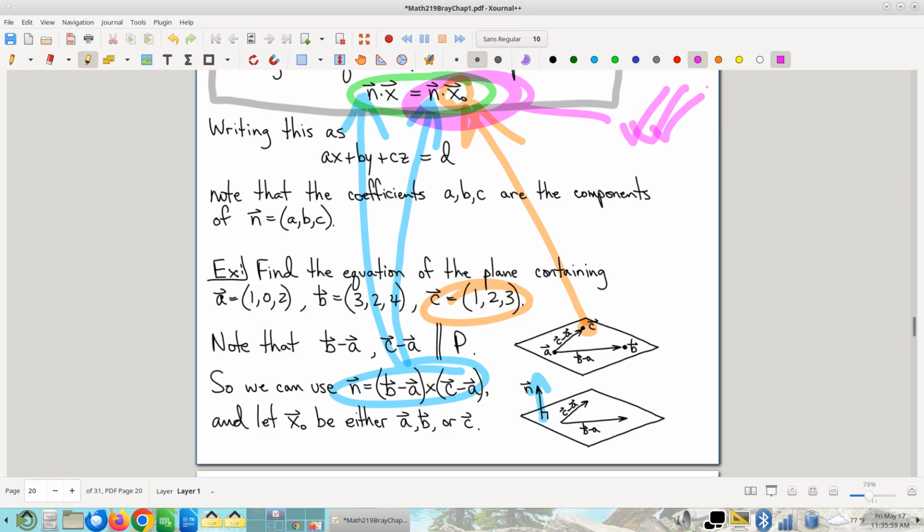Doesn't matter. If you pick C, you would need to do like A minus C. Nope, you would not. No, it does not matter. Any point in the plane will work.